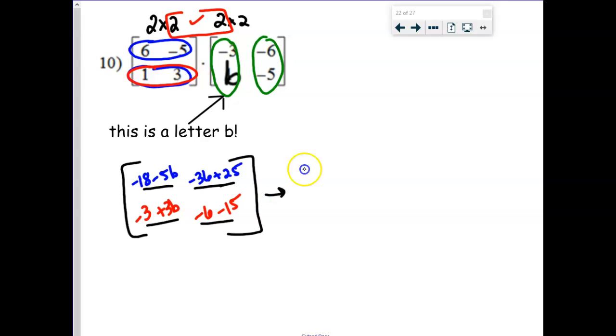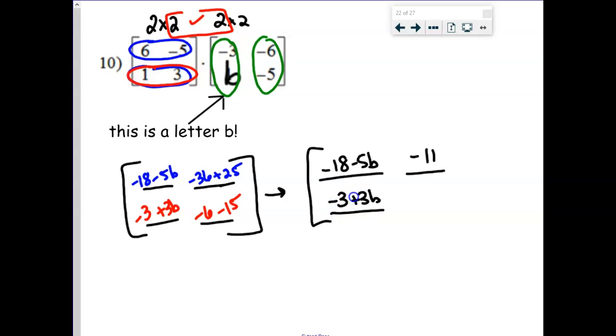All right. So clean this up as best you can. Some of them do not clean up. For instance, -18 minus 5b is just that. Negative 36 plus 25 is a negative 11. Negative 3 plus 3b doesn't clean up. You can reverse the order if it bothers you, but I don't care. And then negative 6 minus 15 is a negative 21. Whew, lovely. That was just glorious, wasn't it?